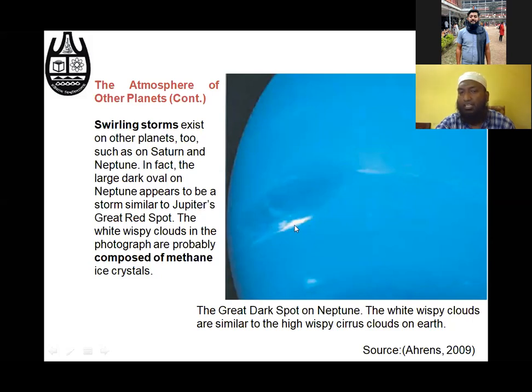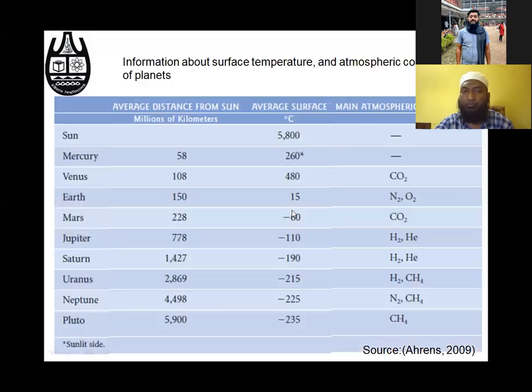And this looks like some clouds in the Earth system, which are named cirrus. That means fleshy and very thin clouds, which you can also find in our atmosphere. So it can also be seen in the atmosphere of Neptune.